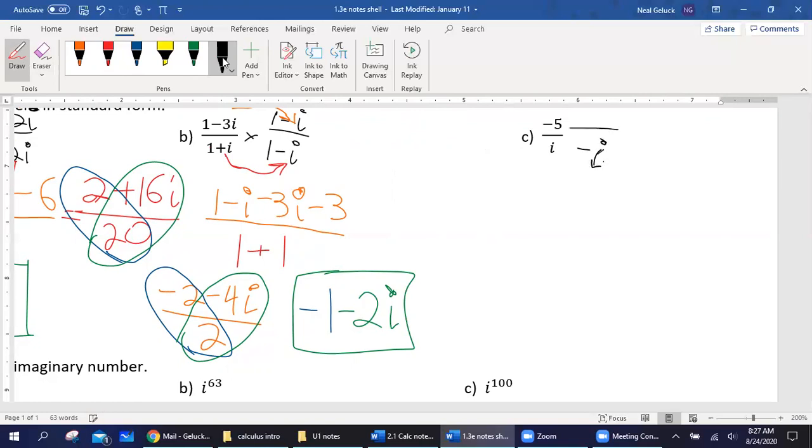So I'm going to multiply top and bottom by negative i. Again, these are being multiplied. So across the top, that's going to be 5i. On the bottom, I would have negative i squared. Negative i squared is positive 1. So really this becomes 5i.